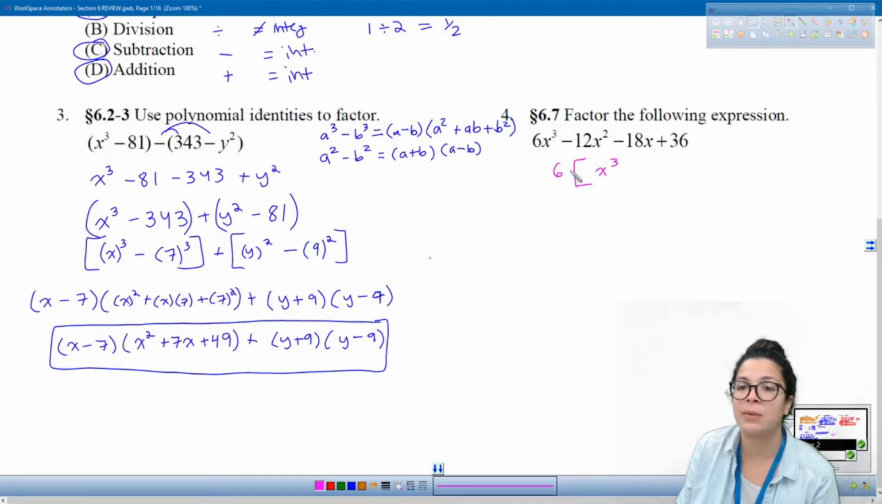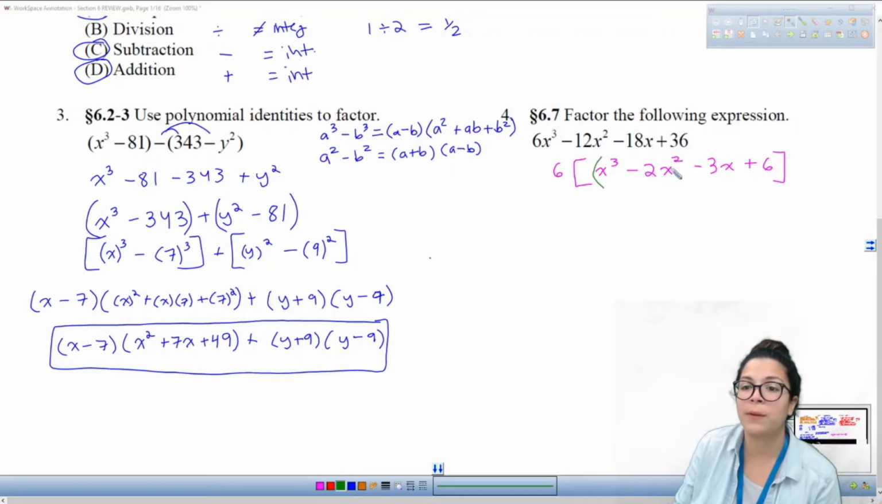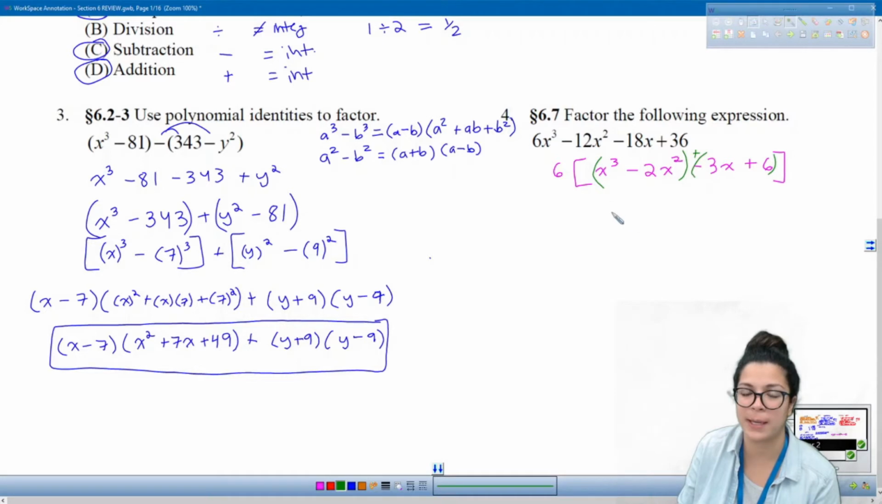So 6x cubed divided by 6 would be x cubed. Negative 12 divided by 6 is negative 2. Negative 18 divided by 6 is negative 3. And 36 divided by 6 is 6. Then I can go ahead and try to group to factor since I have 4 terms. So I could try to group the first 2, factor out as much as I can, plus group the last 2, factor out as much as I can.